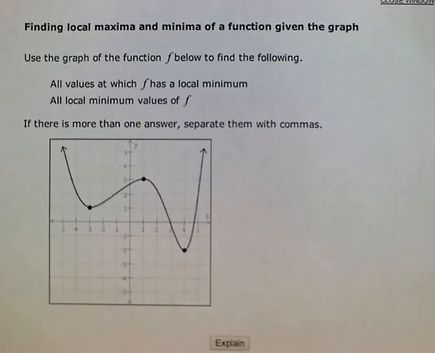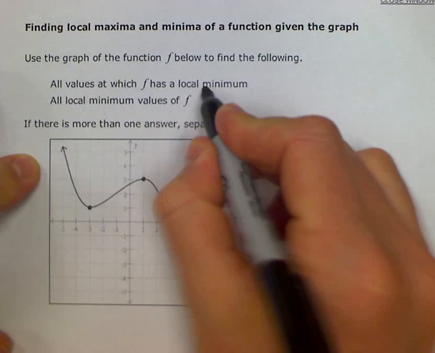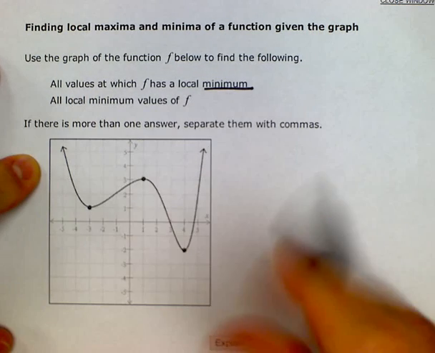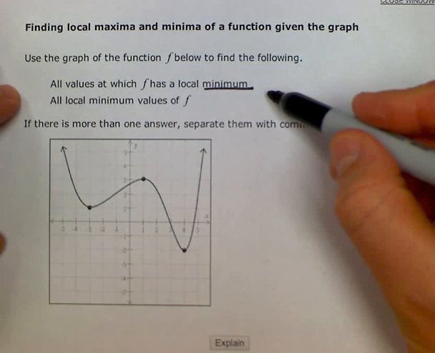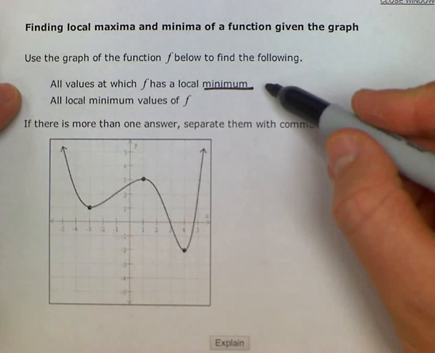Use the graph of the function f below to find the following. All values at which f has a local minimum, so we're looking for local minimums, and all local minimum values. It's interesting the way this is worded, and on ALEKS this is what you're going to have to do.